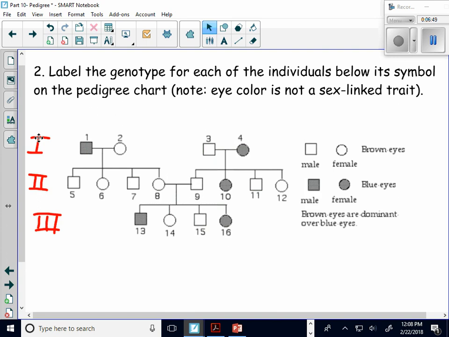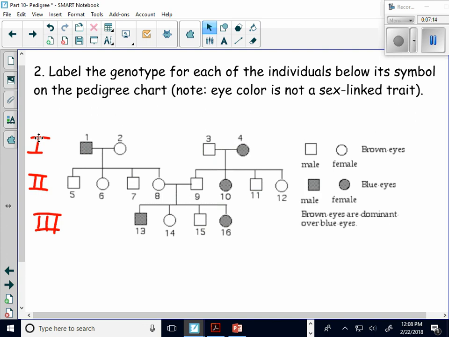Now, let's get back to this. The question was, label the genotype for each of the individuals below its symbol on the pedigree chart. Note that eye color is not a sex-linked trait. So do we need to worry about X's and Y's? Okay, it's not located on the X, so we don't have to worry about this.